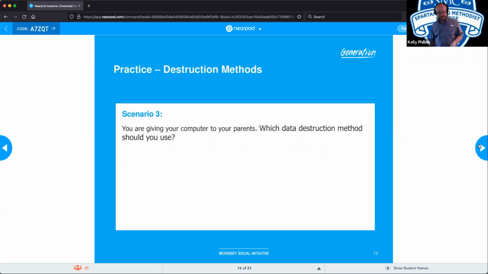Scenario number 3. Maftuna, you read scenario 3 for us, please. You are giving your computer to your parents. Which data destruction method should you use? So if we're giving our computer to our parents, what kind of method would we use? Format. Candido's got it. Quick format.